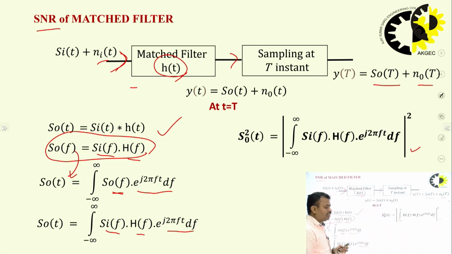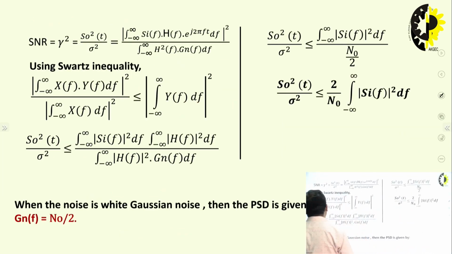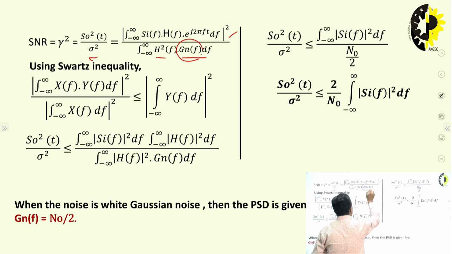Because what I told you, signal to noise ratio you always have to show in square terms, gamma square, signal square upon noise square. Now SNR, what I said, So square(t) upon sigma square. So if you put the value here, I know the sigma square value, that you can get in case of optimum filter, H square(f) into Gn(f). Gn(f) means what? It is the power spectral density of noise.